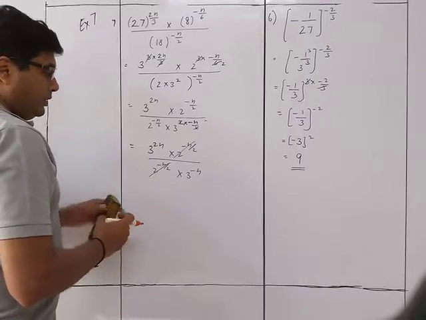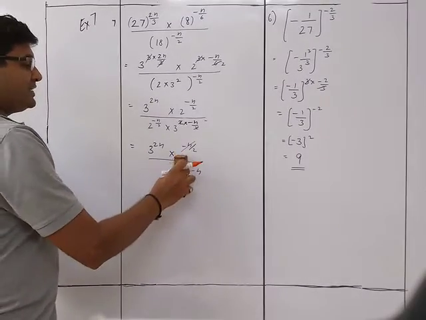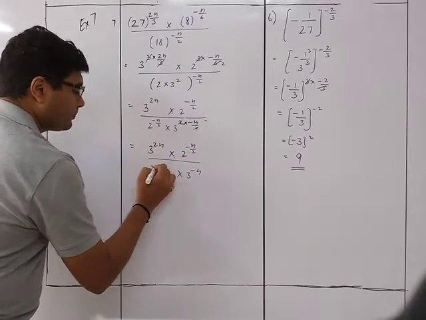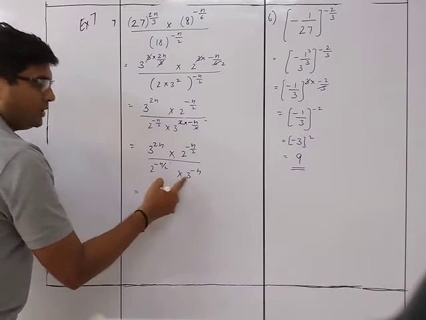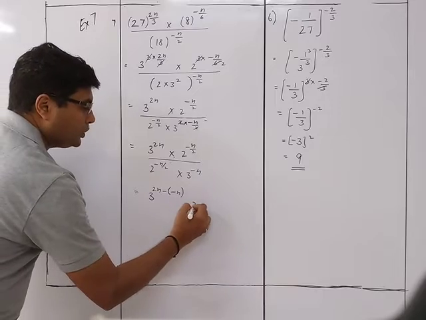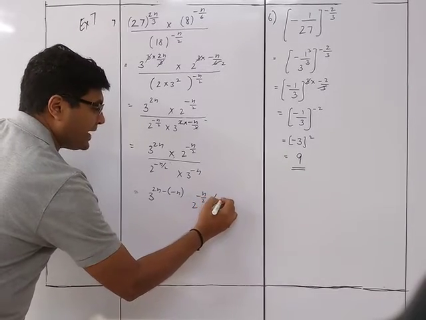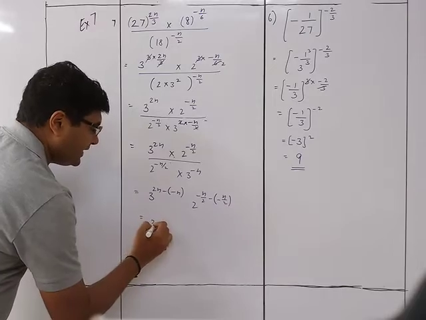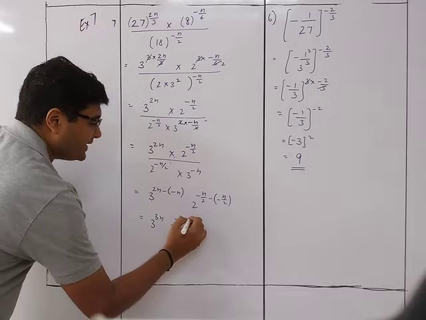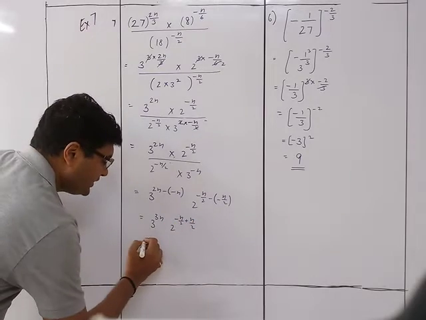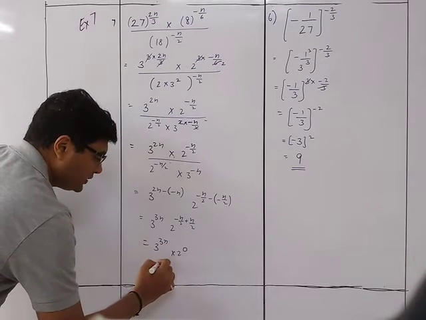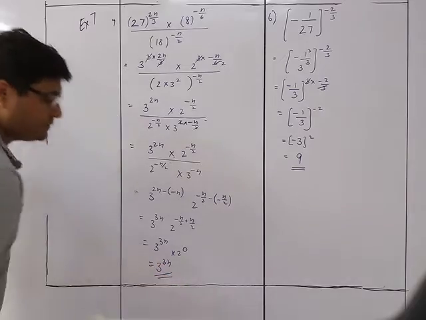Okay, or else we'll do one thing, instead of cancelling, we'll use the exponent method only to cancel it. So it will be this way. We'll take it as now 3 wala will be 3 raised to 2n minus of minus n, and 2 raised to minus n upon 2 minus of minus n upon 2. So this will be 3 raised to 3n and this will be 2 raised to minus n upon 2 plus n upon 2, which is nothing but 0. So it is 3 raised to 3n into 2 raised to 0, which is 1. So it is 3 raised to 3n as the final answer.